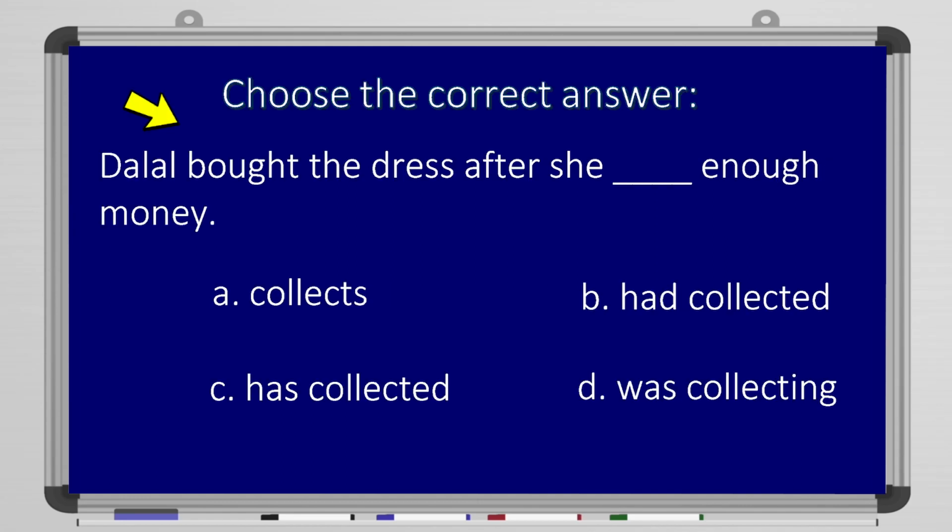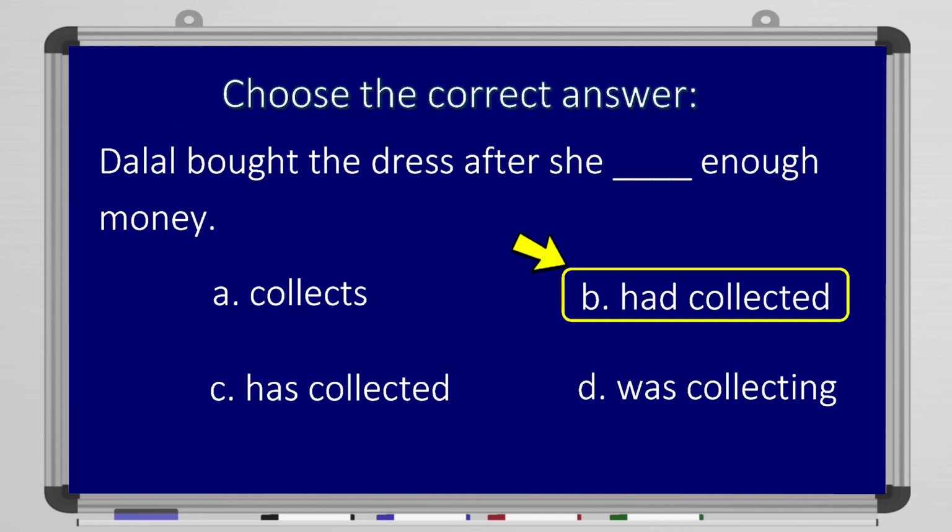Now it's time for an exercise. Let's look at it on the screen together. Choose the correct answer. Dalal bought the dress after she what? Enough money. After is always followed by what? Past perfect or the regular past? What do you think? After she had collected. Excellent. You're getting there. So notice if you see the word after, obviously it's going to be followed by had and the verb in the past participle.